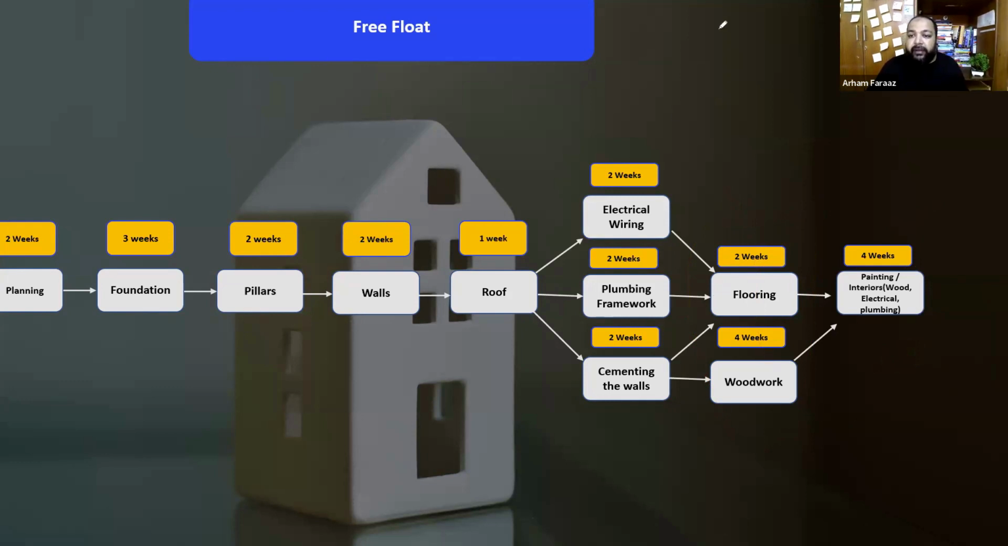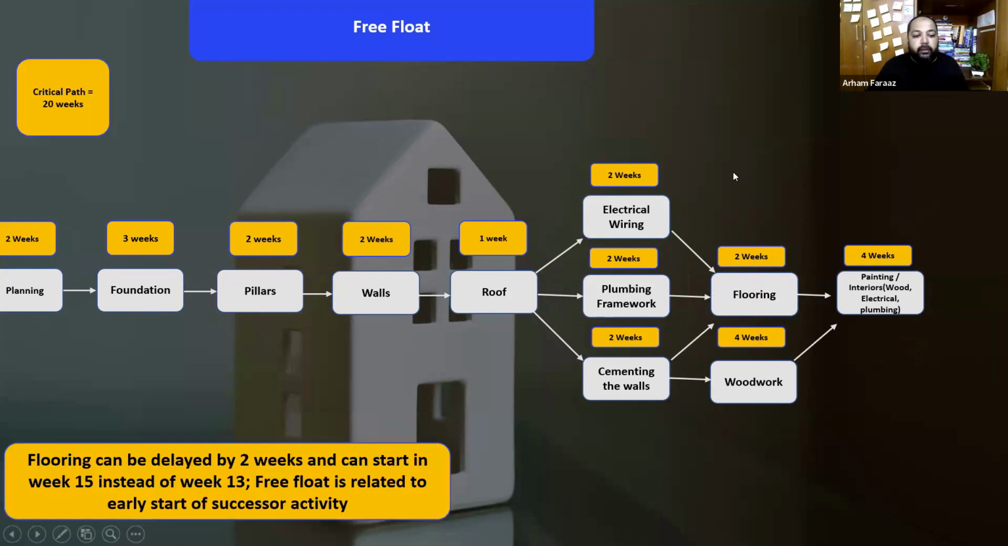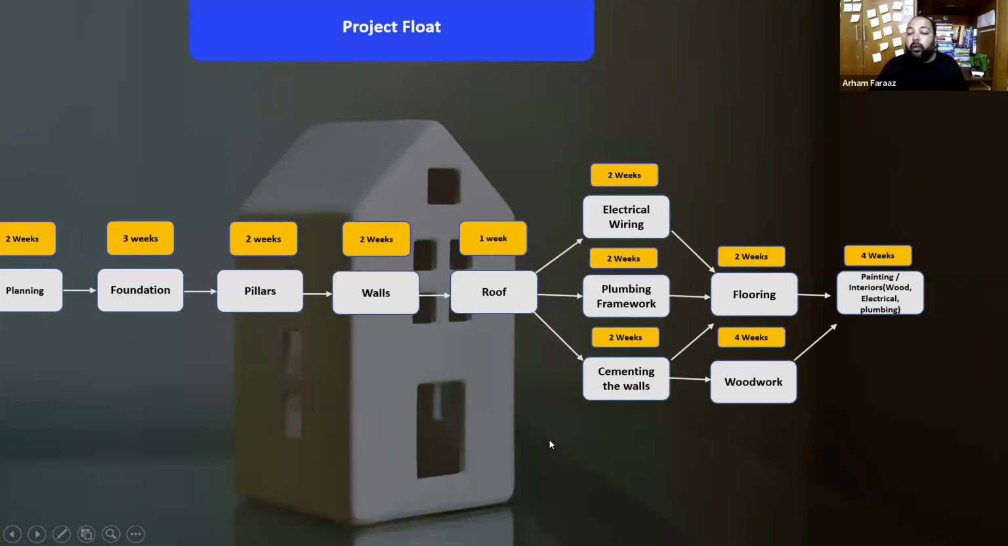Finally, we have one more concept called the project float. Now, some notes on free float. Flooring can be delayed by 2 weeks and can start in, let's say, week 15 instead of week 13. As I told you, it can start anywhere within those 4 weeks, but before the 2-week duration. That's important. Now let's talk about the concept of project float.